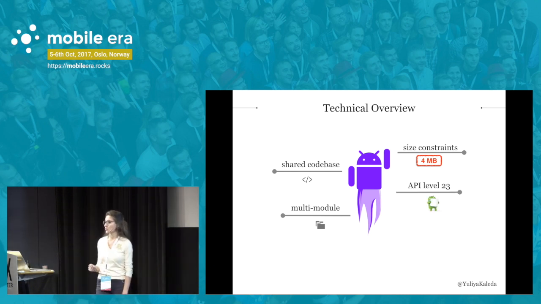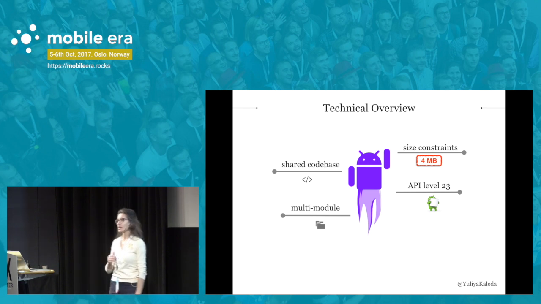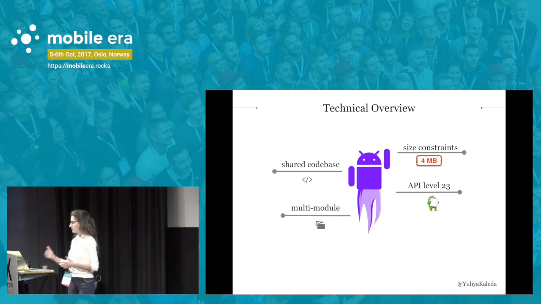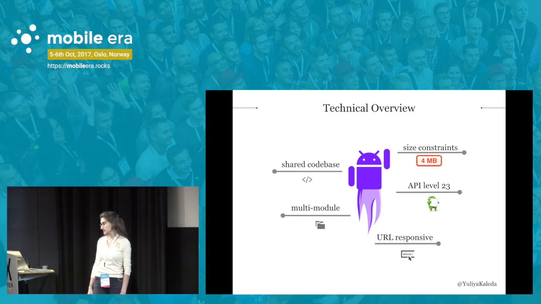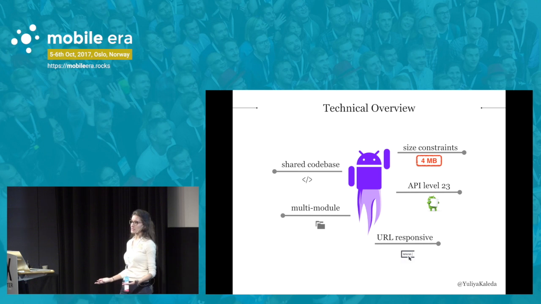Currently, Instant Apps are supported on API level 23 and above. Google is working on supporting Instant Apps on lower level APIs. And one of the most important characteristics of Instant App is that it's URL responsive. In order to launch an Instant App, we have to click on a URL address.